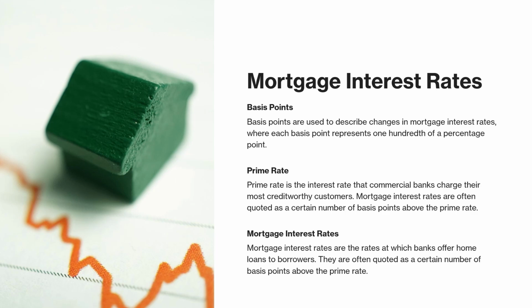Mortgage interest rates. Basis points are used to describe changes in mortgage interest rates, where each basis point represents 100th of a percentage point. Prime rate. Prime rate is the interest rate that commercial banks charge their most credit-worthy customers. Mortgage interest rates are often quoted as a certain number of basis points above the prime rate.